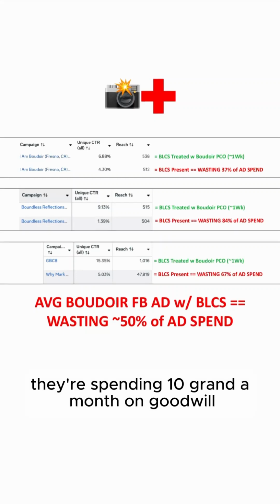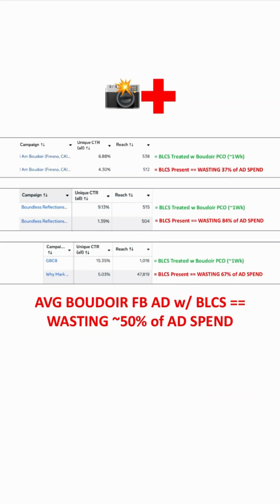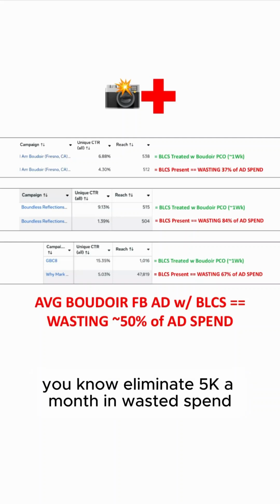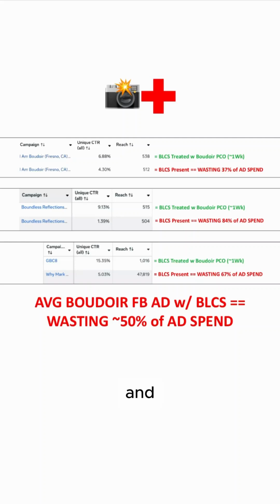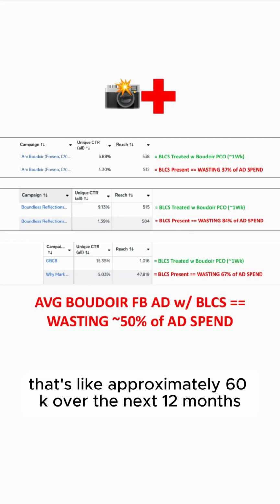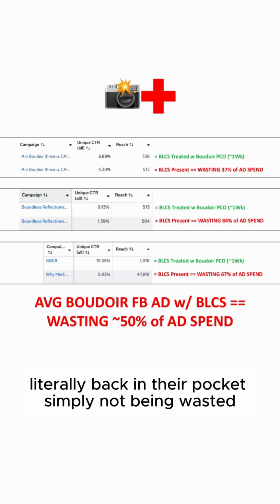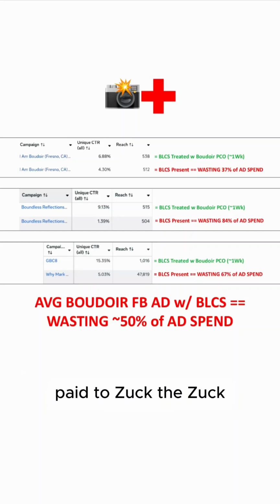they're spending 10 grand a month on Boudoir Facebook ads, if we can eliminate that wasted ad spend, on average, we'll allow them to pocket, eliminate 5K a month in wasted spend, and that's approximately 60K over the next 12 months. Literally back in their pocket, simply not being wasted, paid to Zuck.